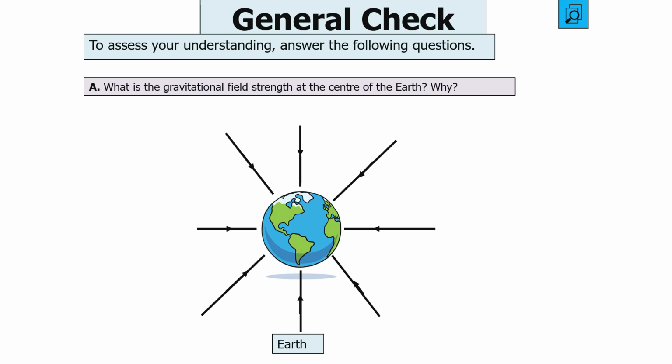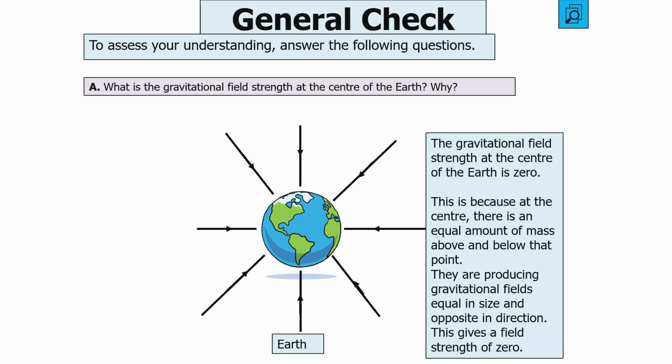So, what is the gravitational field strength at the centre of the Earth, and why? The gravitational field strength at the centre of the Earth is 0. This is because at the centre there is an equal amount of mass above and below that point. They are producing gravitational fields equal in size and opposite in direction. This gives a field strength of 0.